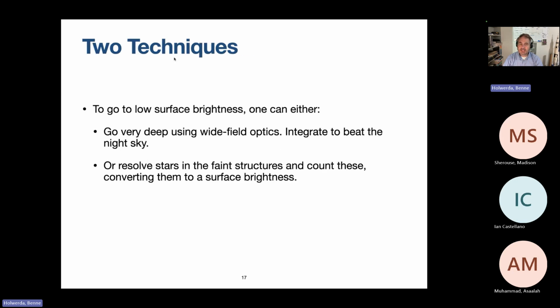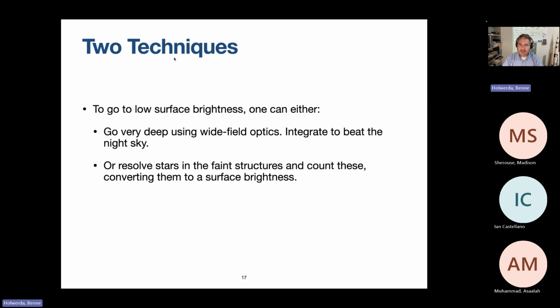So there are two ways to get to low surface brightness, and you have to be pretty stubborn to do it either way. You want to take a very deep picture, and you might say, well, I've got my iPhone, we've got really sensitive cameras now. That's absolutely true, but you still have to integrate for very long times.